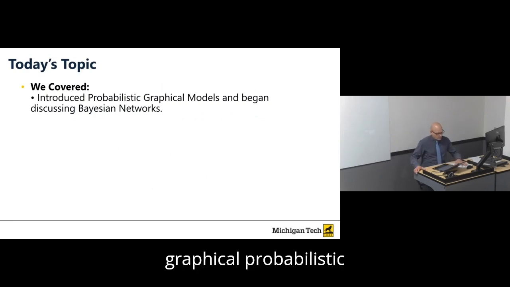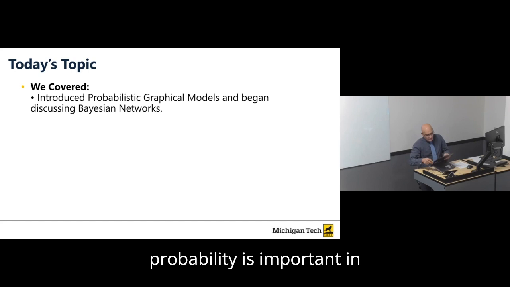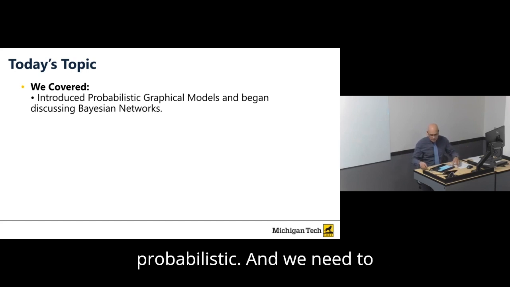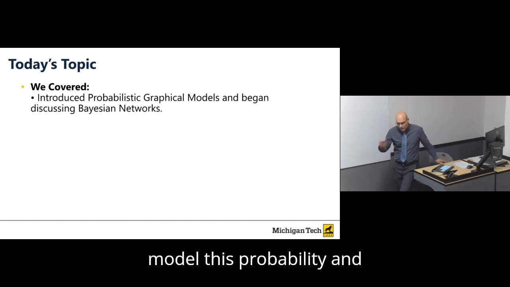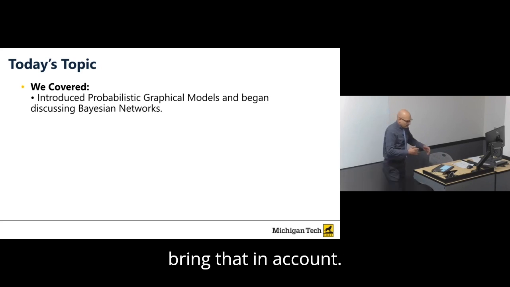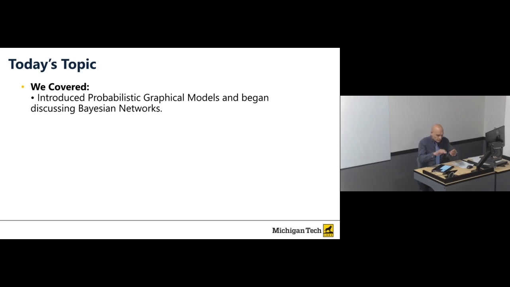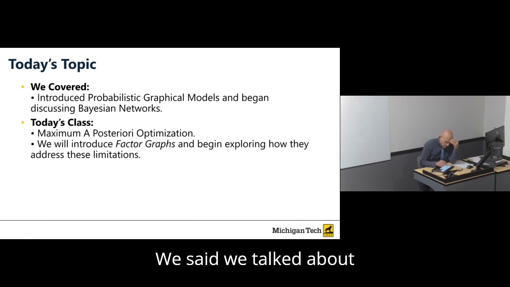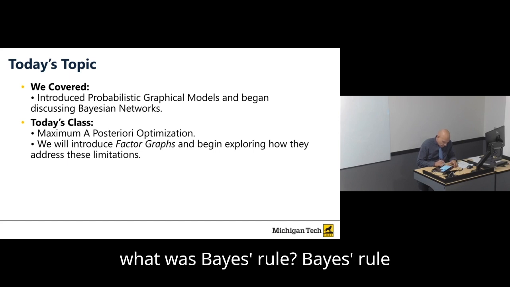Graphical probabilistic models. We said probability is important in perception because everything is probabilistic, and we need to find some way to model this probability and take it into account. So we started talking about graphical models. We said we talk about Bayesian methods. If we follow Bayes' rule, what was Bayes' rule?